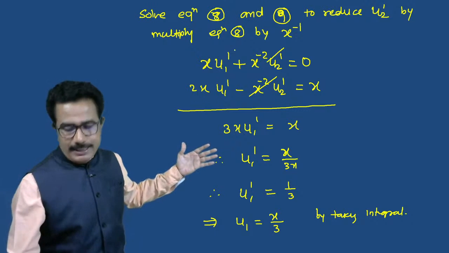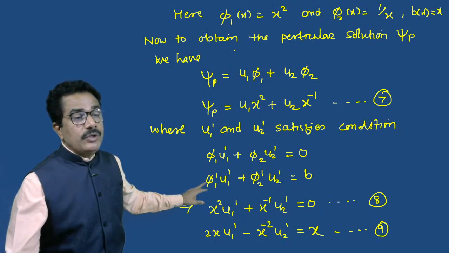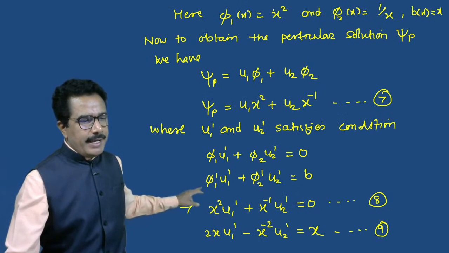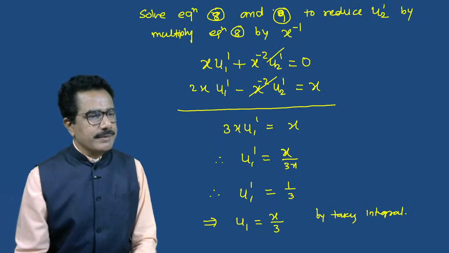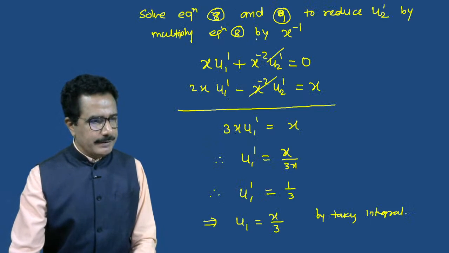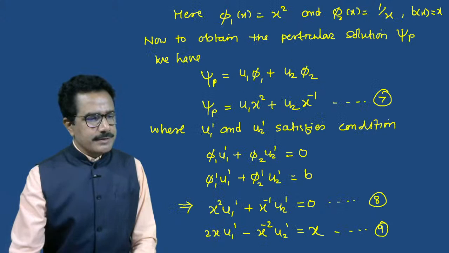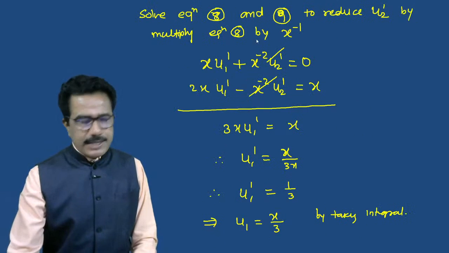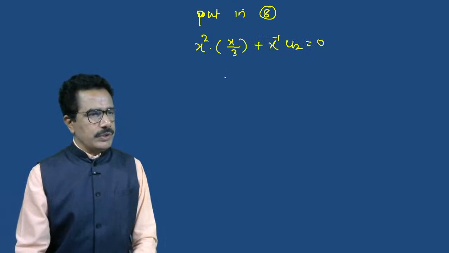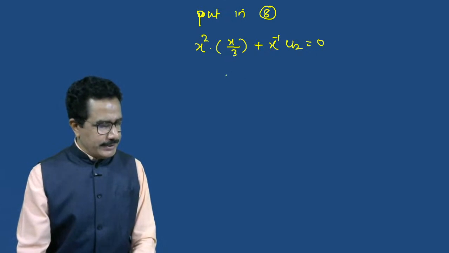आता सेम तुम्ही काय कॅल्क्युलेट करणार, u2 कॅल्क्युलेट, पुट इन 8. देन वी गेट 8 मध्ये ठेवल्यानंतर काय येतं पहा, x square u1 dash, x square into u1 dash means x by 3, plus x raised to minus 1 u2 is equals to 0.